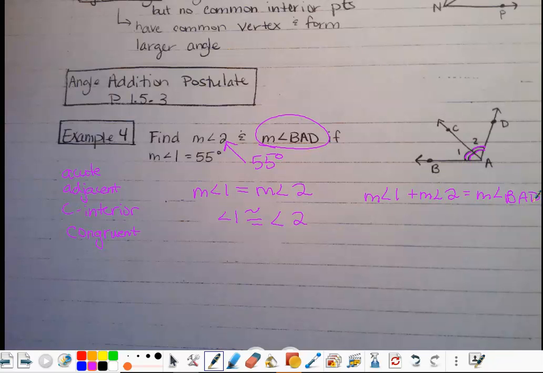All right, what's the measure of angle 1? 55. Good. What's the measure of angle 2? 55. So that's going to give me the measure of angle BAD. What's 55 plus 55? 110 degrees is the measure of angle BAD.